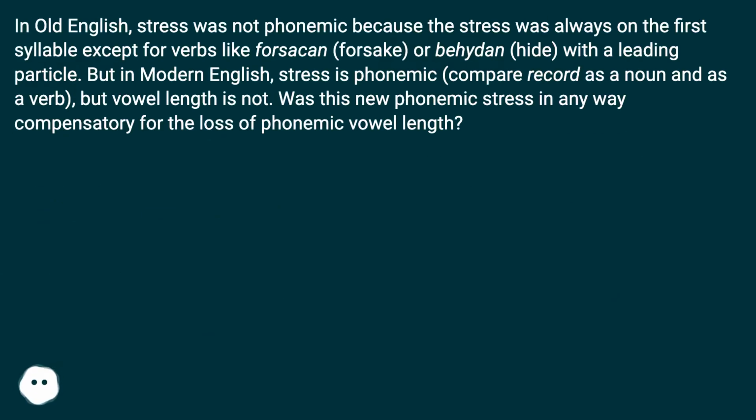In Old English, stress was not phonemic because the stress was always on the first syllable, except for verbs like forsaken, forsake, or behinden, hide, with a leading particle. But in modern English, stress is phonemic, compare record as a noun and as a verb, but vowel length is not. Was this new phonemic stress in any way compensatory for the loss of phonemic vowel length?